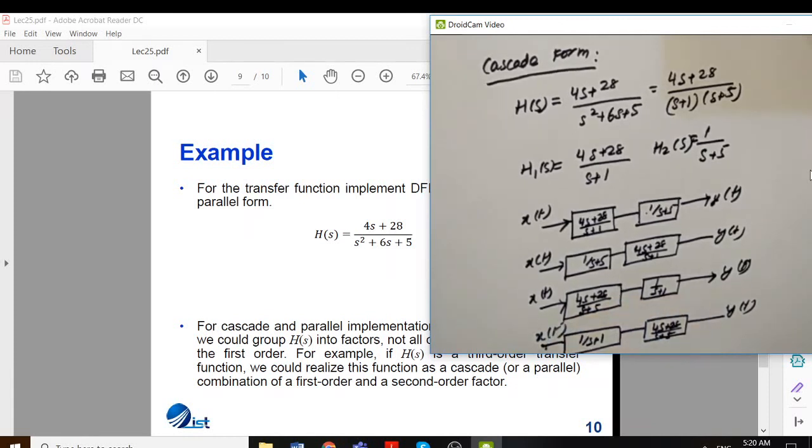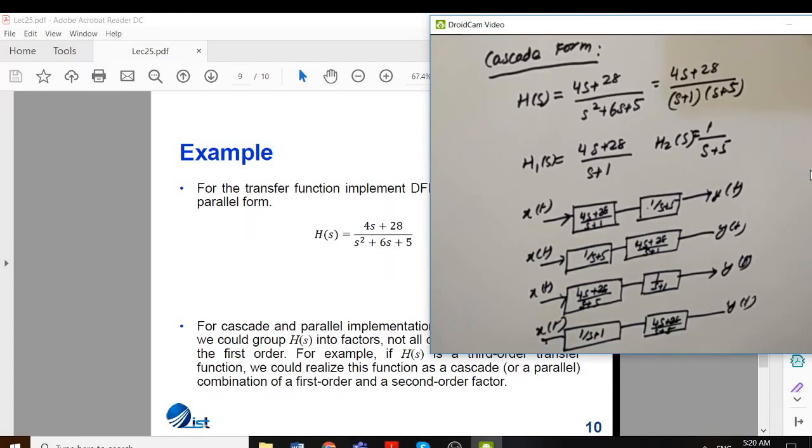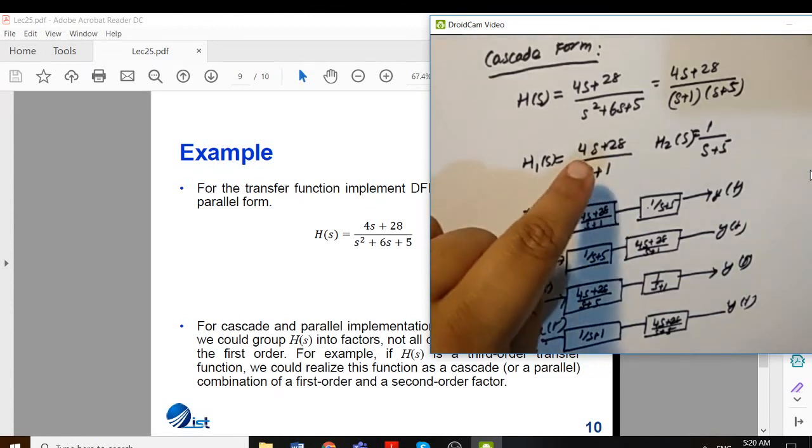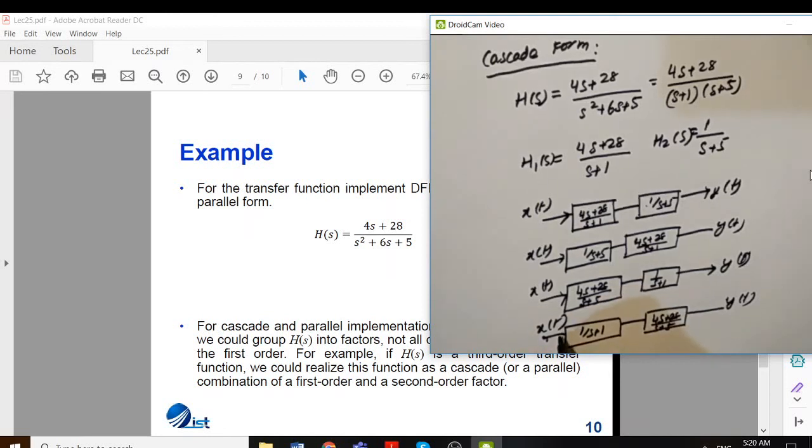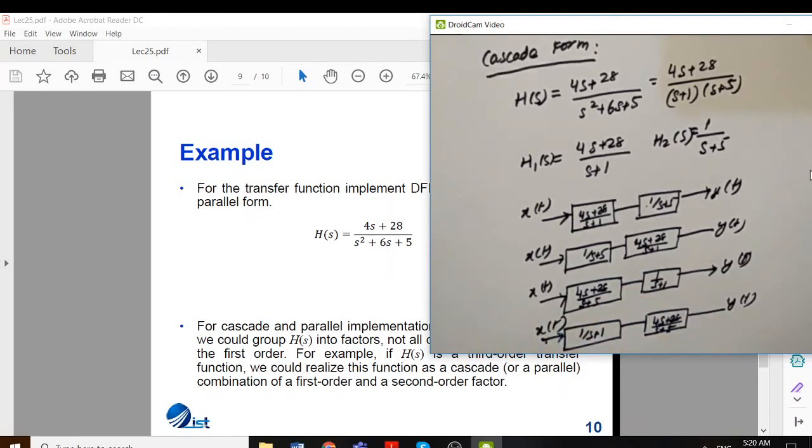So from one transfer function, I made these 4 cascade combinations of 2 systems. We could have also divided this into a cascade of 3 systems, H1 of s, H2 of s, H3 of s. So any realization is possible. Students usually ask me, madam, which of them is correct? So all of them are correct.